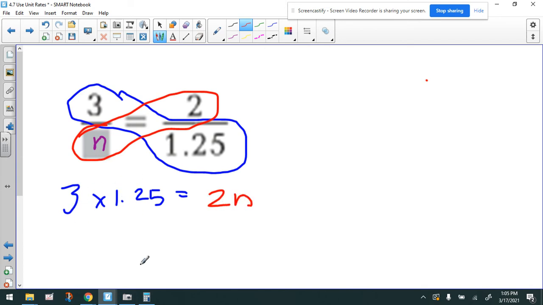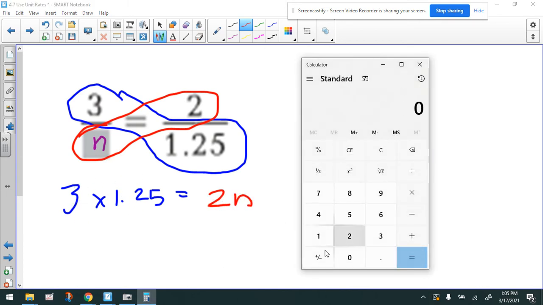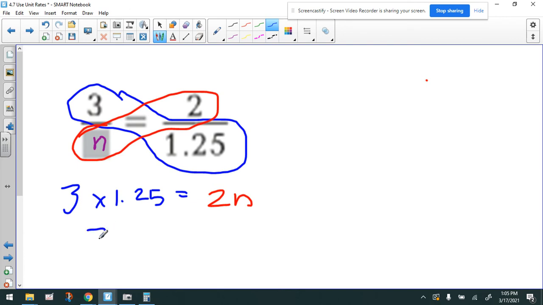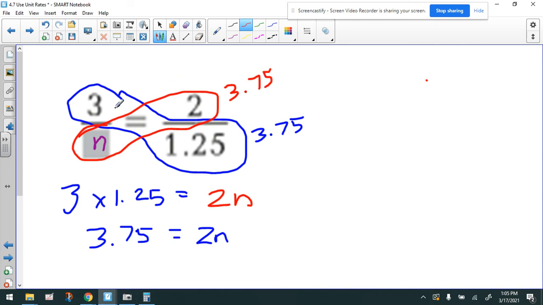So let's find what this equals. We'll use the calculator. 1 and 25 hundredths times 3 equals 3.75. 3 and 75 hundredths equals 2n. All right, so we just did this times this, and we got 3.75. Well, that means that the red cross product would also have to equal 3.75, right? Because they're equal. The proportions are equal, the cross products have to be equal.